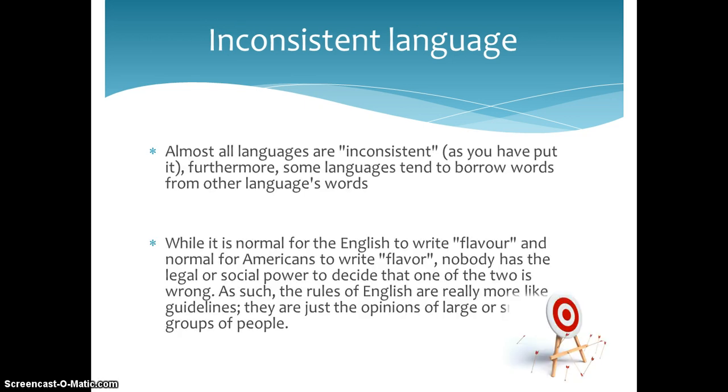And then we have the inconsistent languages, which are those languages that borrow different words from other languages. The order can be changed in many different ways. Here we have: while it is normal for the English to write flavour, it is normal for Americans to write flavor. Nobody has the legal or social power to decide that one of the two is wrong.